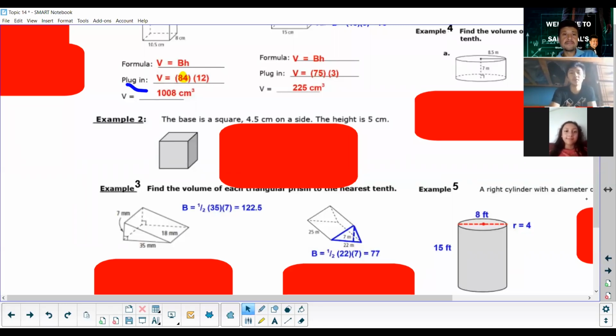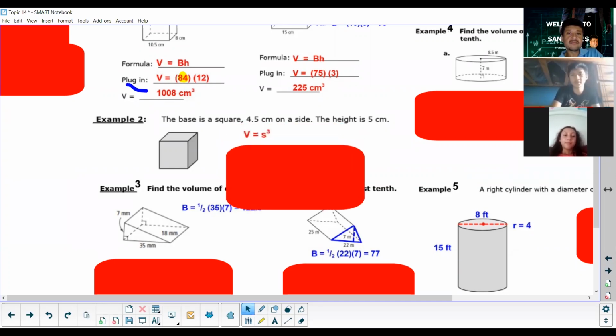So it'd just be 4.5 cubed. Oh, wait, actually the base is a square, not a cube. Sorry, I said that wrong. So it'd be 4.5 squared, which is a big number, and times 5.